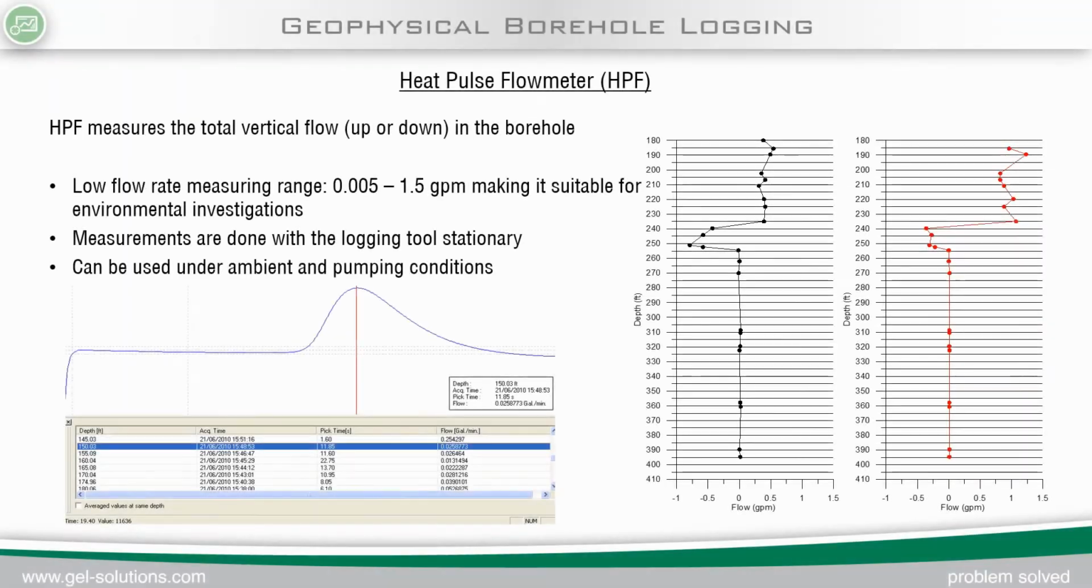The heat pulse flow meter, also referred to as HPF, measures the vertical flow up or down in a borehole. Measurements are done while the tool is stationary and can be used under ambient or pumping conditions. Due to its ability to measure low flow rates, HPF is suitable for environmental investigations. Changes in the flow rate are recorded in intervals and then can be displayed as a chart.